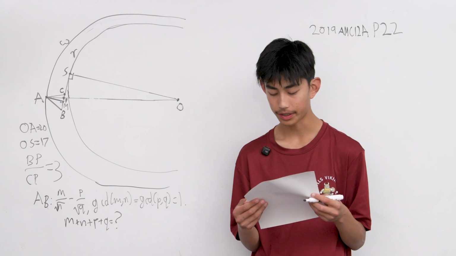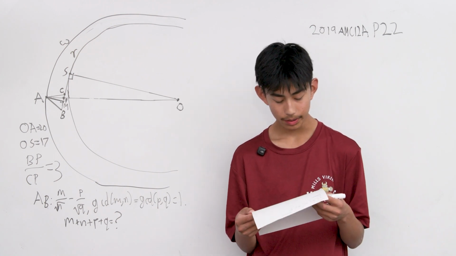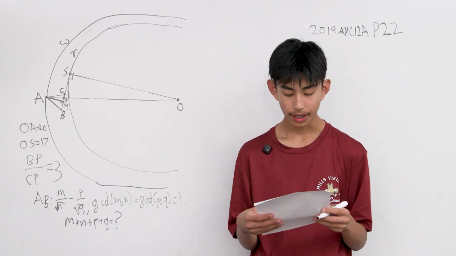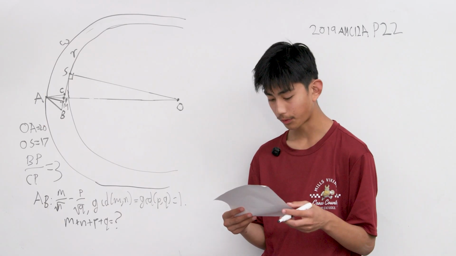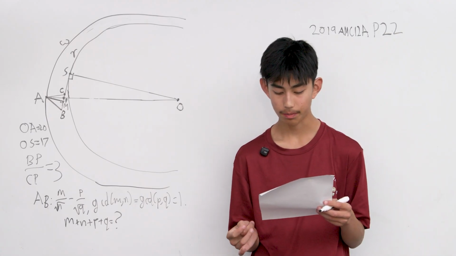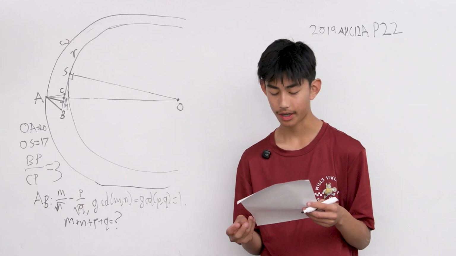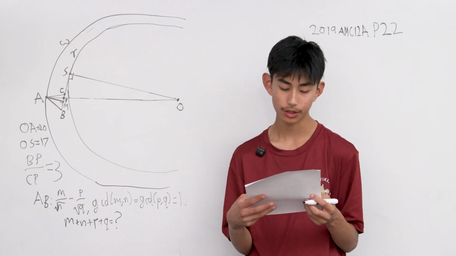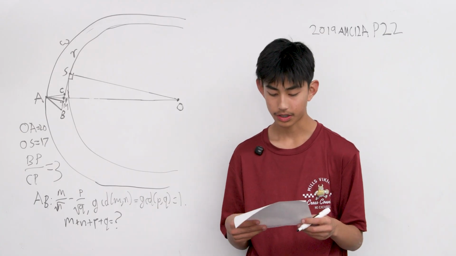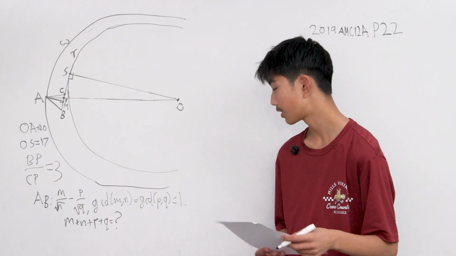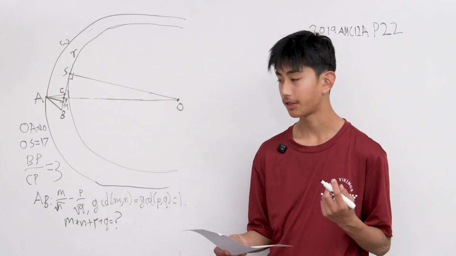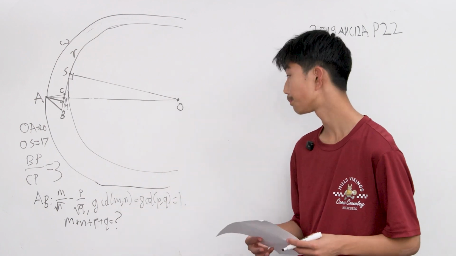Segments AO and BC intersect at P, and BP over CP is 3. Then AB can be written in the form m over root n minus p over root q for positive integers m, n, p, and q, with GCD of m and n equals the GCD of p and q is 1. What is the sum m plus n plus p plus q? So basically, all these four numbers, m, n, p, and q, are relatively prime in this statement here.